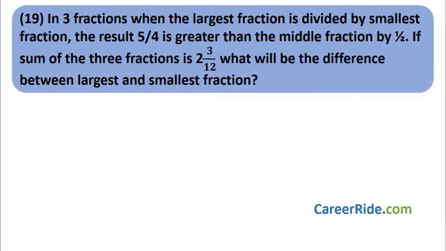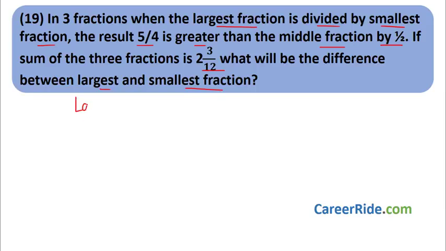In 3 fractions, when the largest fraction is divided by smallest fraction, the result 5 by 4 is greater than the middle fraction by 1 by 2. If sum of the 3 fractions is 2 3 by 12, what will be the difference between largest and smallest fraction? Again, very easy. Let us see what have they given.